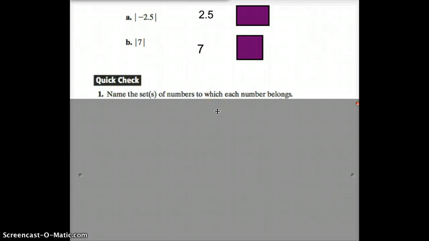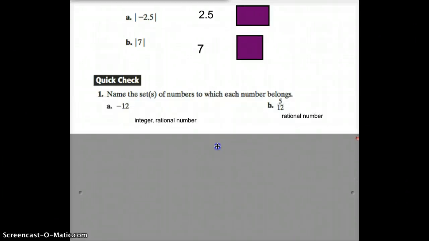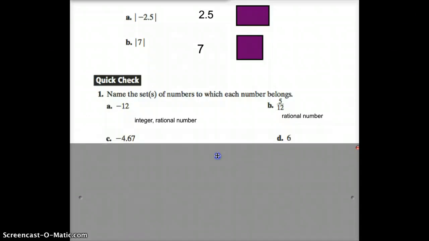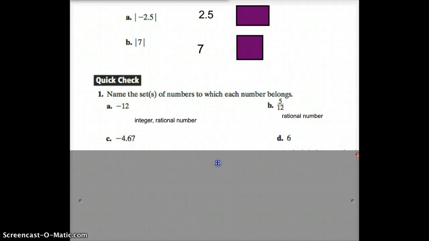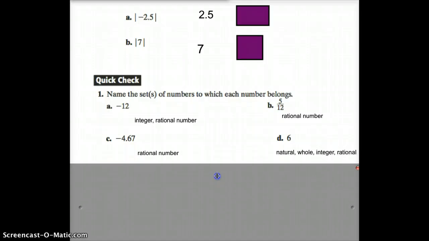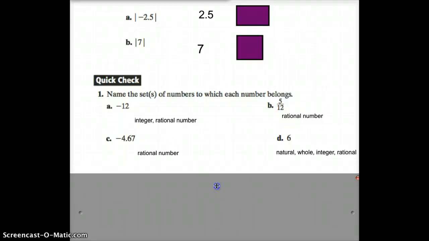Okay, so we're looking at naming the sets of numbers to which they belong. Negative 12 is an integer and a rational number. B, 5/12 is a rational number. It's not an integer. It's not a counting number. Negative 4.67, that's a rational number. 6 is a whole number. It's an integer. It's a rational number, and it's a natural number. You learn to count with the number 6.